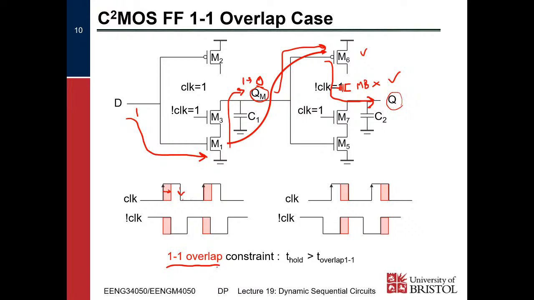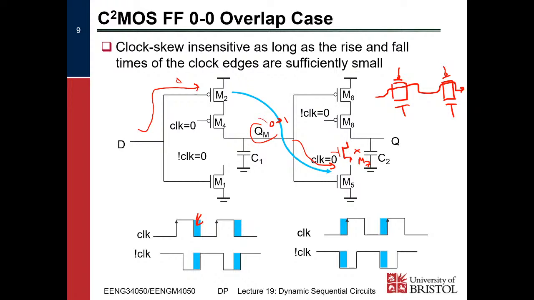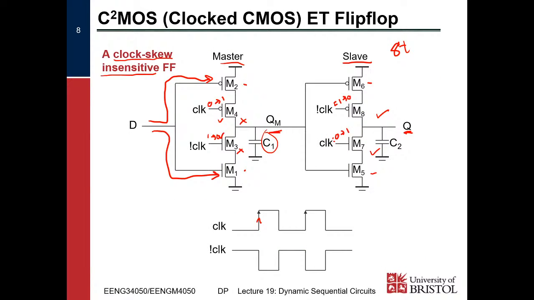So we have a 1-1 overlap constraint where the hold time must be longer than the overlap to make sure that we don't get our value propagate through on the falling edge. Okay, so we have that small 1-1 overlap constraint, but other than that, it is completely and utterly insensitive to clock skew. And so with this, we've created a dynamic logic version of our flip-flop.